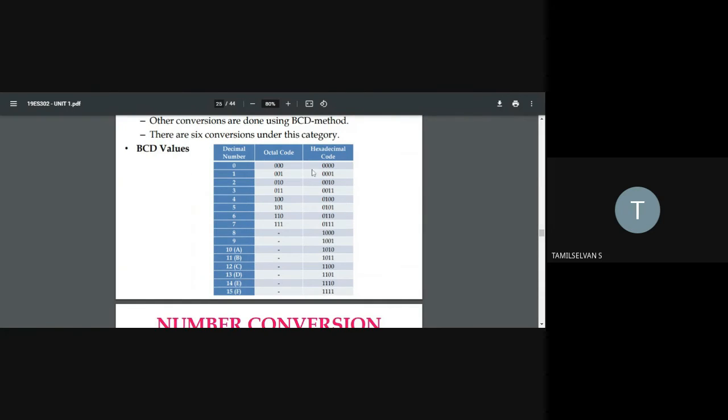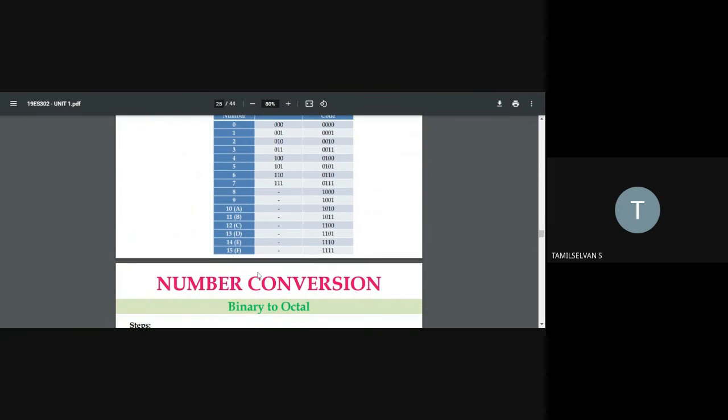This is very important input. If you don't remember the inputs, we can't do any operation. So please note and remember this table value, that is the BCD values. There is an octal code, which means a total of 8 numbers, that is 0 to 7. There is a hexadecimal code, a total of 16 numbers, that is 0 to 15, right?